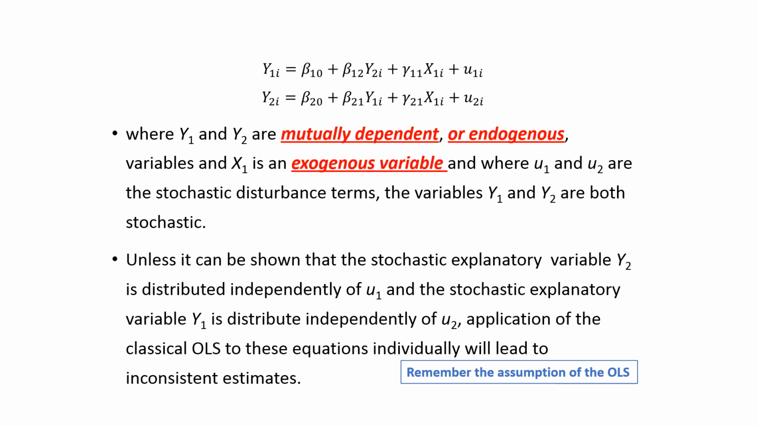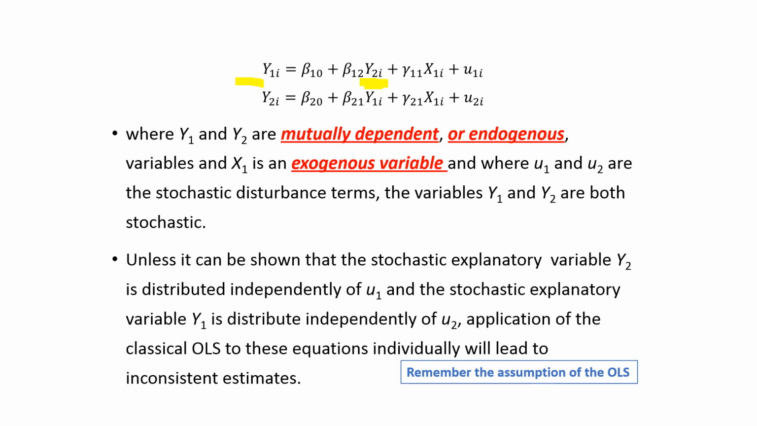Now let us consider this example where we have y1 represented as a function in y2 and x1. So in the first equation, we have a dependent variable, which is y1, and we have two explanatory variables, which are y2 and x1. y1 is affected by y2 and x1. But this explanatory variable y2 may be affected as well by y1 and x1 again.